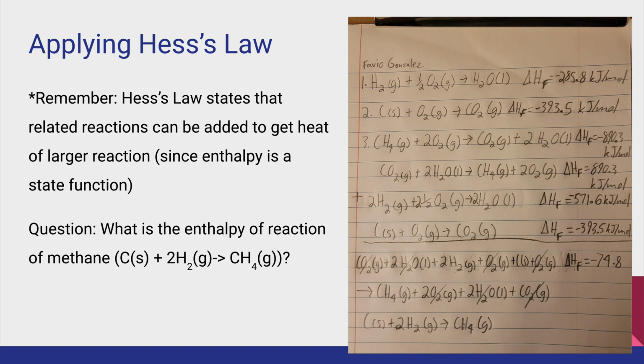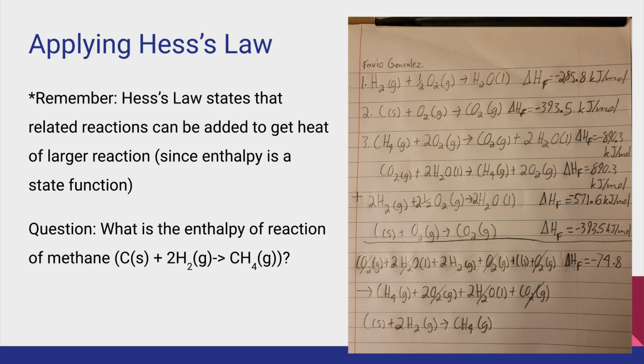So the question we're given is, what is the enthalpy of reaction with methane? And then it gives us a balanced chemical equation for it. To solve this problem, we're going to have to use the equations given to us, which are numbers 1, 2, and 3. We also observe that we're given the enthalpies of formation for each equation, which are going to be used in order to find the total enthalpy of formation of methane.